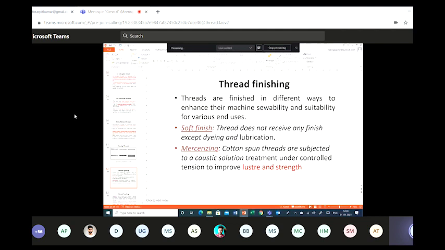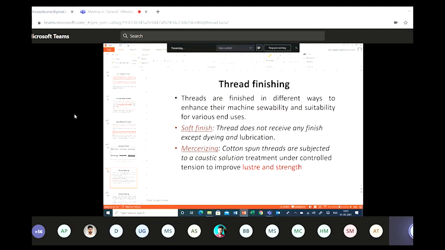Now coming to the different types of finish, one is called the soft finish. Generally, soft finish means you don't apply any chemicals except the lubrication. You just dye the yarn if it has to be dyed. In some cases, you will not be dyeing also, and simply apply lubricant. Simply apply lubricant, nothing else, no other chemical. But remember, lubricant means it is not only lubricant. For all the finishes, you must have one component that is called a wetting agent.